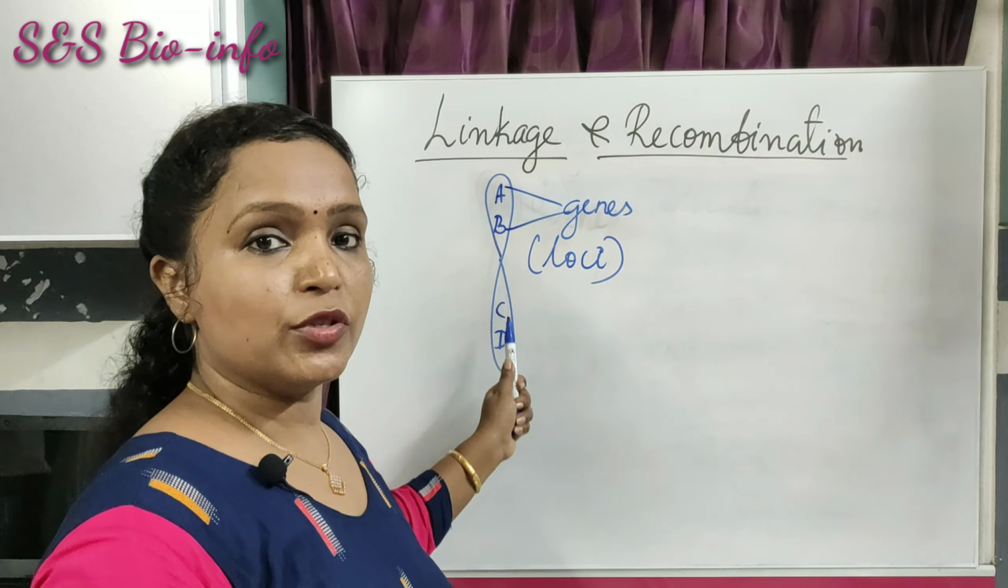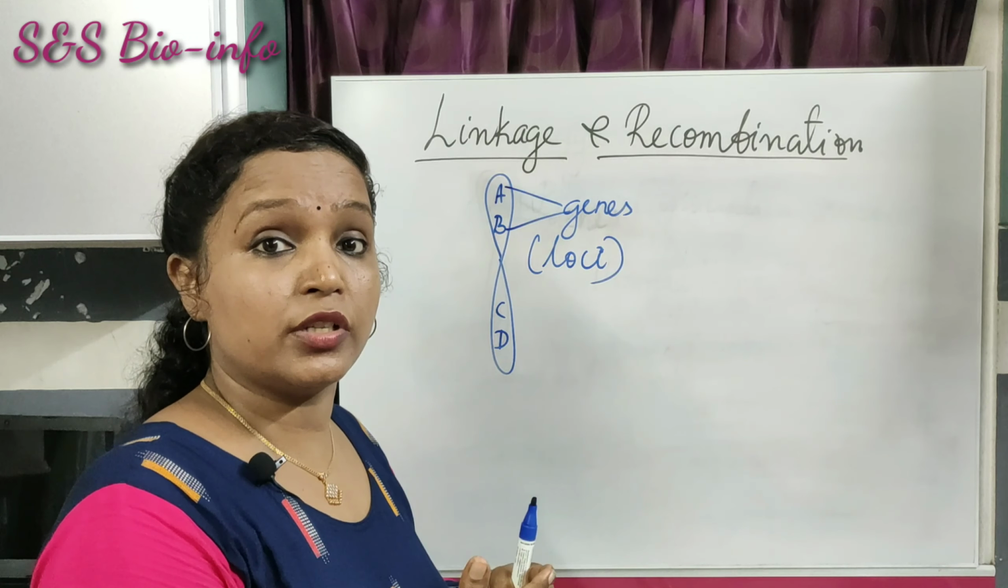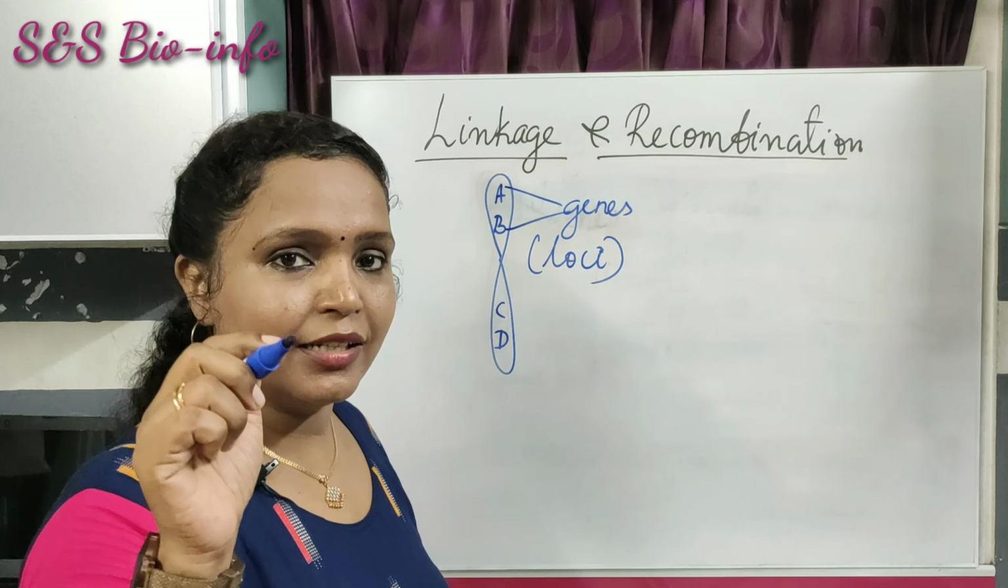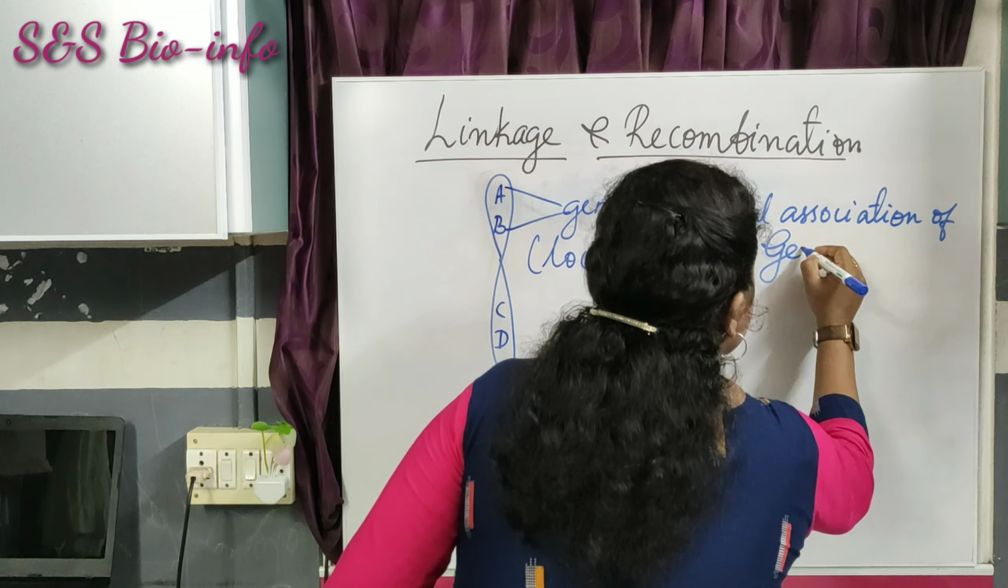Okay, then there's a chromosome with the genes. So there is a relationship, a physical association, between these genes in the same chromosome. That is called linkage. Physical association of genes.